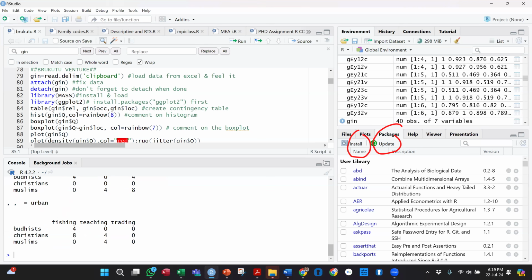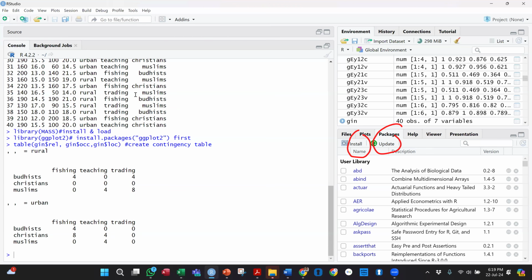I just did that. Now, let me maximize it for you to see. So in this table, you can see that we are showing the rural versus the urban. And for rural versus the urban, we are cross-checking the occupational levels, which is the top part, with the religious level. So as an example, to make sense of this, what are we saying? If I were to ask you that in the rural area, how many teachers were Muslims? What would you say? 4.